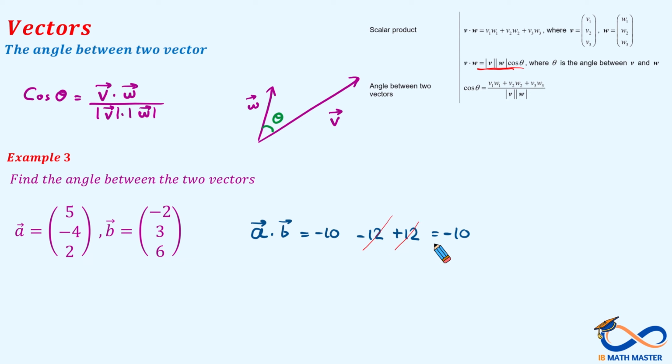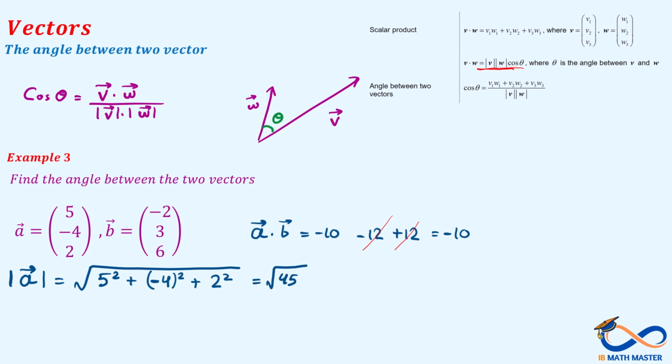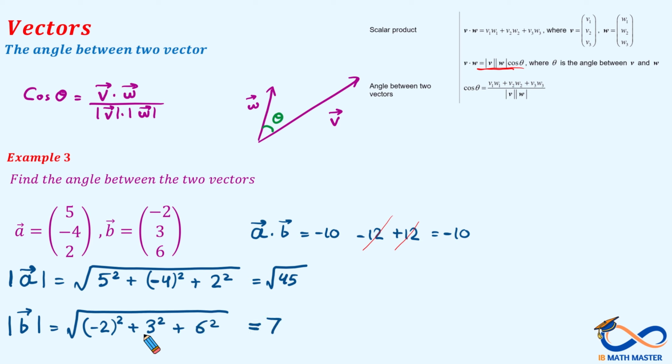So the scalar product would be negative 10. Now we need also the magnitude of each vector. So first, the magnitude of A, as we learned previously, it will be the square root of the sum of the squares of these components, 5 squared plus negative 4 squared and 2 squared, which will be the square root of 45. Now the magnitude of B similarly will be the square root of the sum of the squares of these, so we will get here the square root of 49, so that will be 7.